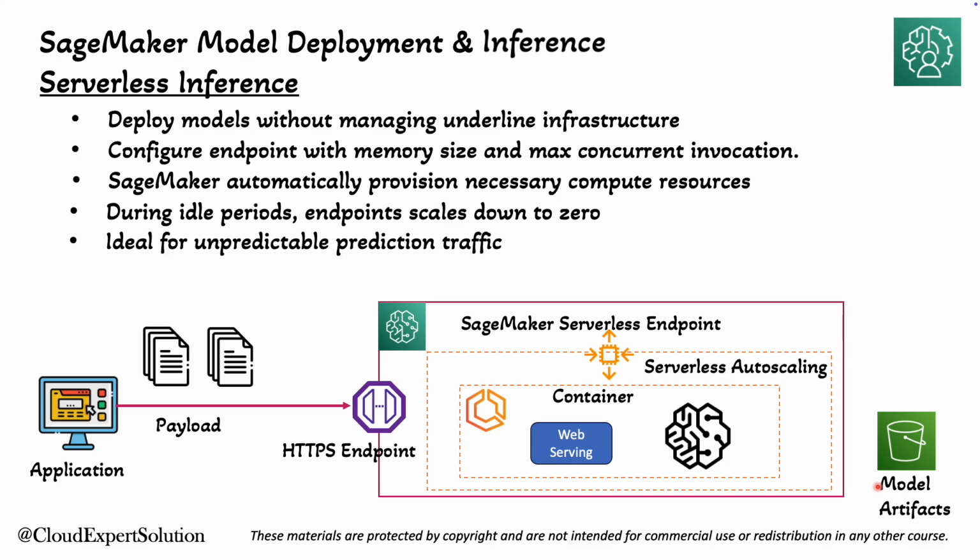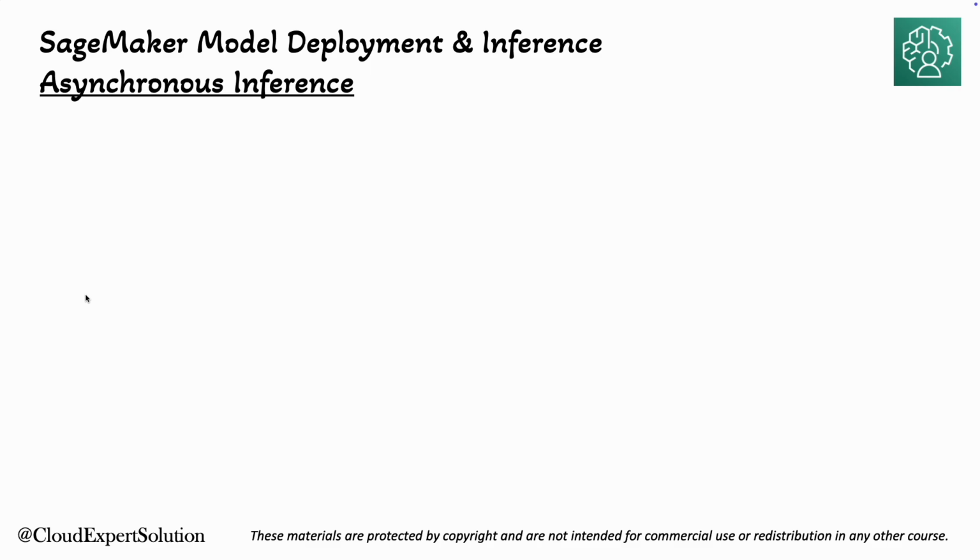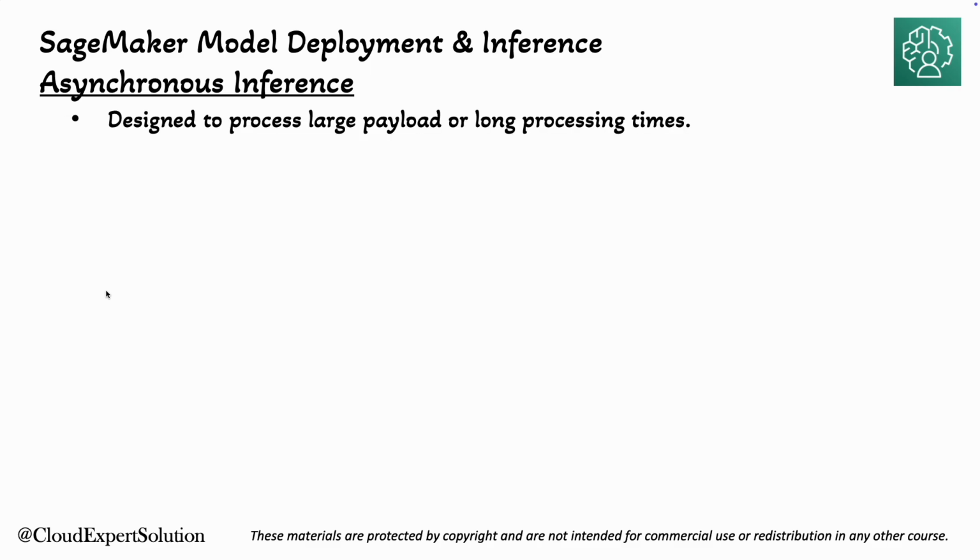That is why the serverless model is ideal for unpredictable production traffic and workloads that can tolerate cold starts or high latency. Moving to asynchronous inference. Asynchronous inference is designed for processing requests with large payload size or long processing times. As the name suggests, it queues incoming requests and processes them asynchronously, making it suitable for near real-time latency requirements.